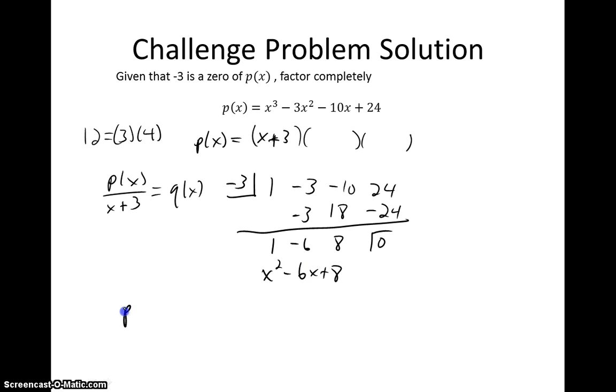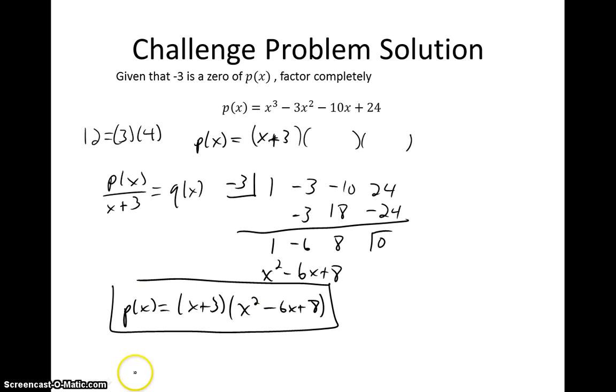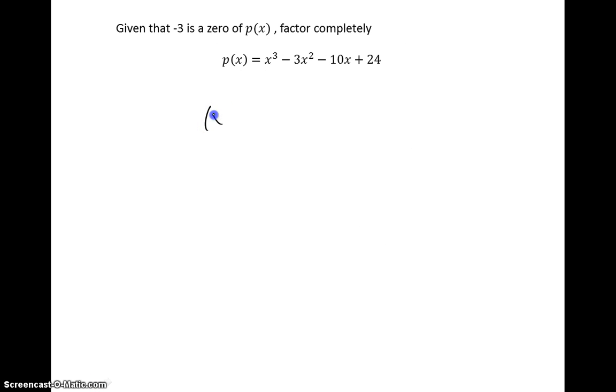So right now what I know is that p of x is equal to x plus 3 times x squared minus 6x plus 8. I've been able to divide and show that it's x plus 3 multiplied by this other factor, x squared minus 6x plus 8. I'm going to go to our next slide just so we have a little bit more room and write that down. That's what we know so far of p of x.